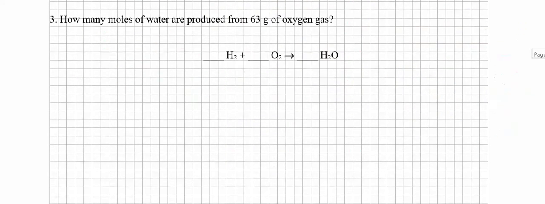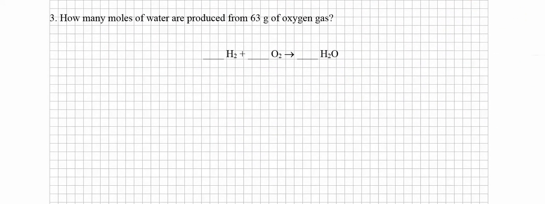Number 3 says, how many moles of water are produced from 63 grams of oxygen gas? This one is going to require that we balance the reaction. If you need practice balancing, go back and watch that video. This one balances to 2, 1, 2, just like that. So 2 moles of hydrogen gas plus 1 mole of oxygen yield 2 moles of water.